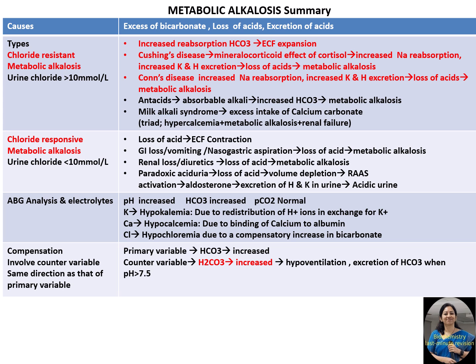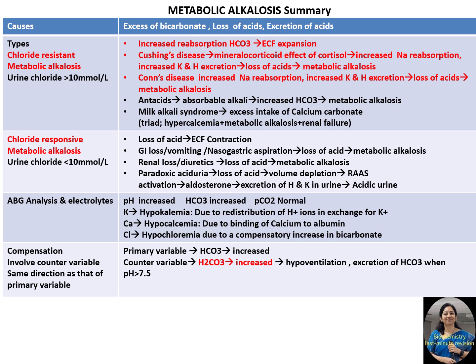Coming to ABG analysis and the electrolytes, in metabolic alkalosis, the pH is increased, bicarbonate is increased, and partial pressure of carbon dioxide is normal. Now, alkalosis is characterized by hypokalemia. This is because of redistribution of hydrogen ion in exchange of potassium ion. In metabolic alkalosis, there is increased bicarbonate ion, and so in order to maintain the cation concentration, hydrogen ion from the cell moves into the bloodstream and potassium moves inside the cell, resulting in hypokalemia.